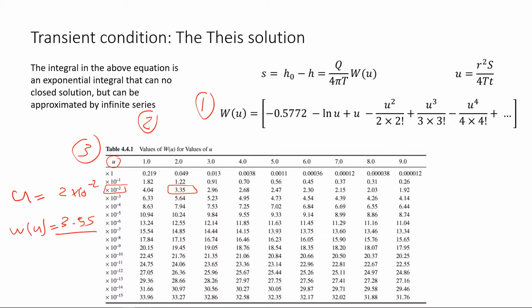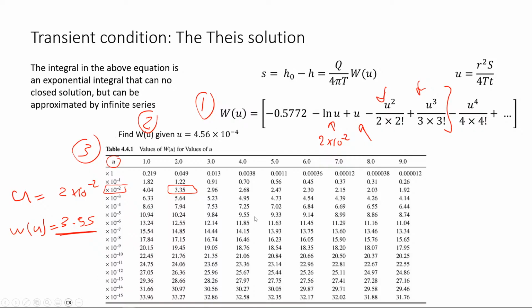You can also get the same number by just plugging U into this equation. So you plug U here, 2 to the power 2, you plug it here, you plug it here, and you need to decide how many terms. Maybe you stop here, and then you get a number very similar to this one.